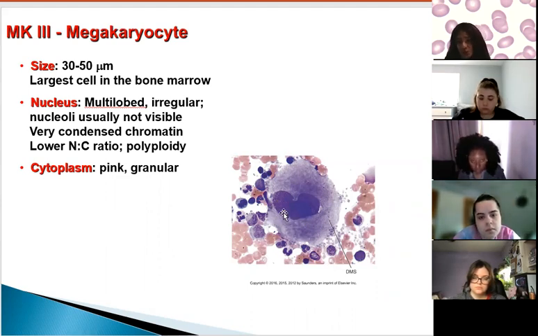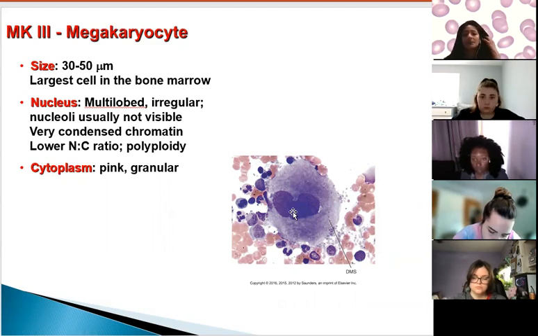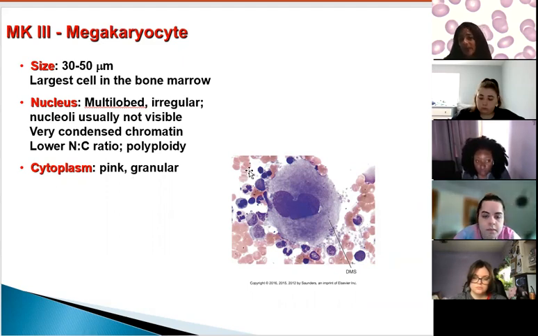Chromatin is the structure within the nucleus, and it's what carries the DNA, right? And so it looks very condensed, very, very tight, okay? It has a lower NC ratio, and it's polyploid. The cytoplasm is pink and granular, but big, big cell. Now, do you see all the little platelets around it? You see the tiny little platelets. So these little dots are platelets in our blood.